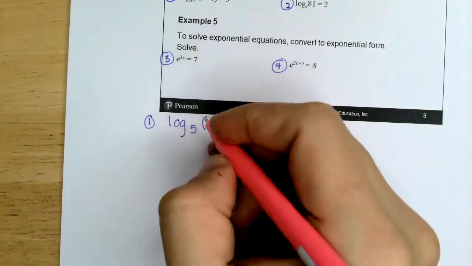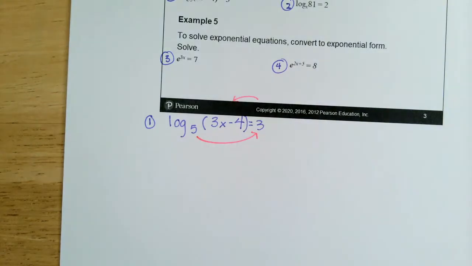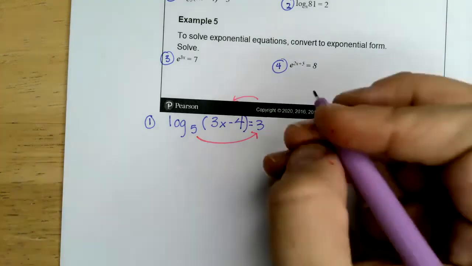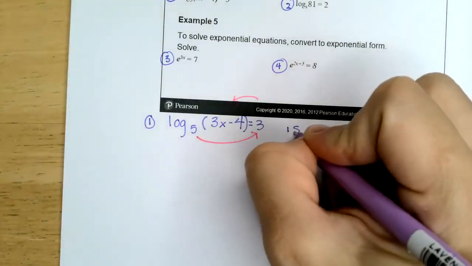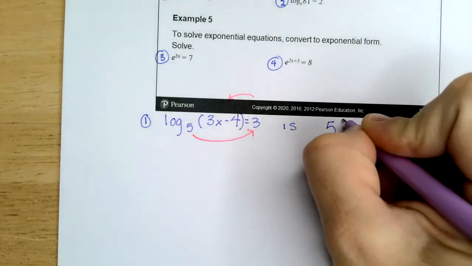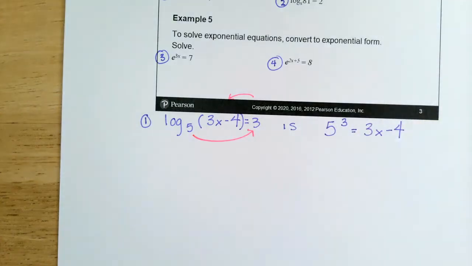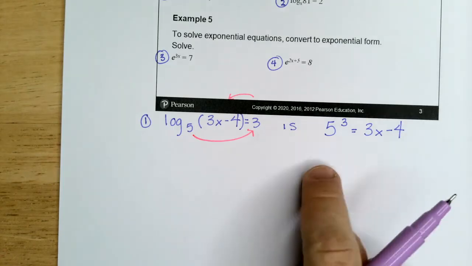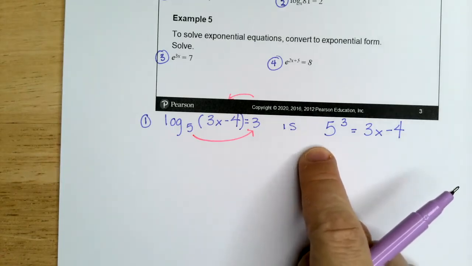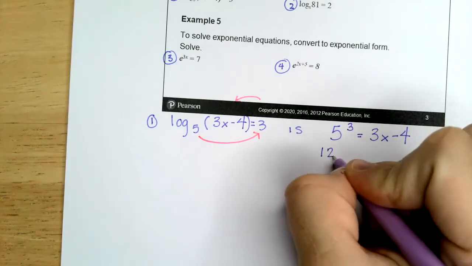I like that circle. So I'm going to start at 5, go to 3, and then to 3x minus 4. And so that becomes 5, we're going to circle, to the third power is 3x minus 4. Good? Now we can solve. 5 to the third power is 125.